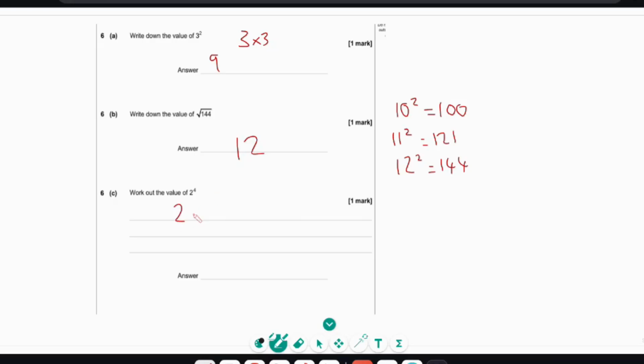Write down the value of 2 to the power 4. This means we're multiplying 2 by itself 4 times. 2 times 2 is 4. Times by 2 is 8. Times by 2 is 16.